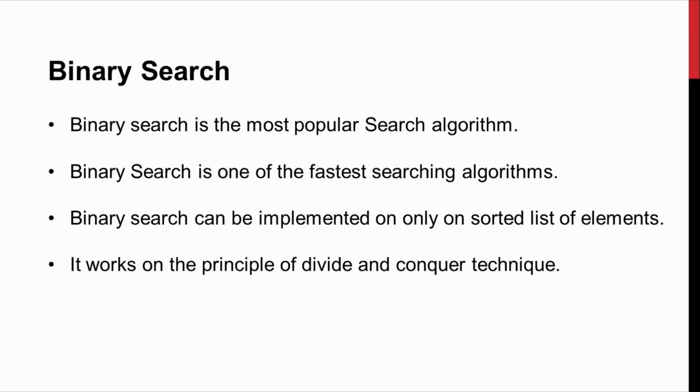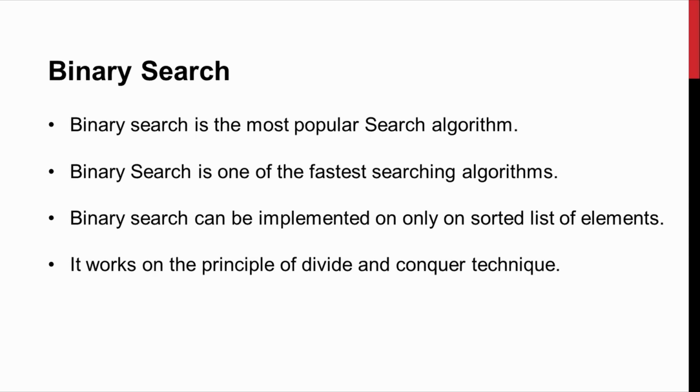Binary search looks for a particular item by comparing the middlemost item of the collection. Binary search is a very fast and efficient searching technique. This search algorithm works on the principle of divide and conquer. It requires a list to be in sorted order, which may be ascending or descending.